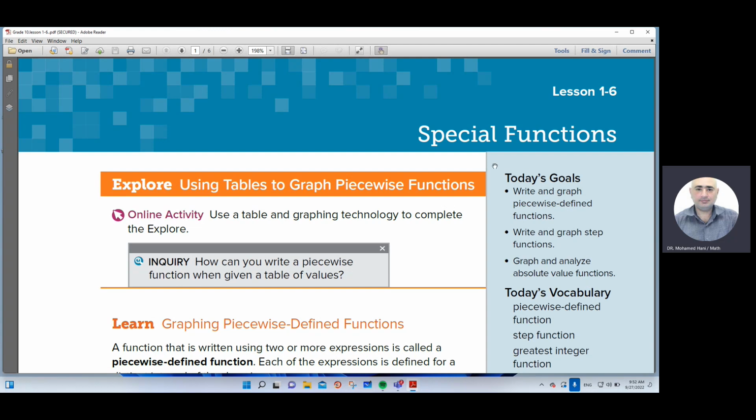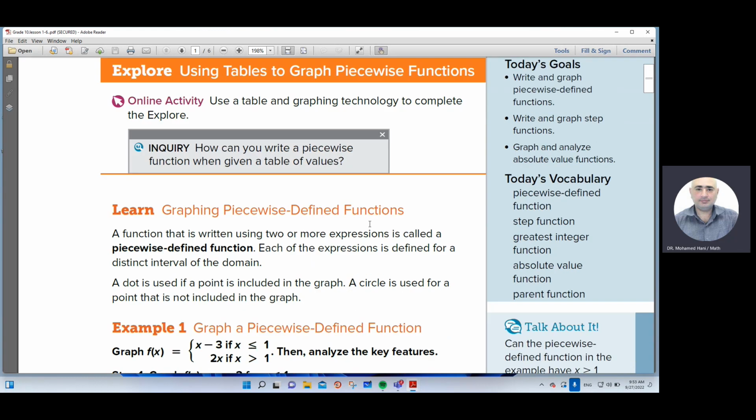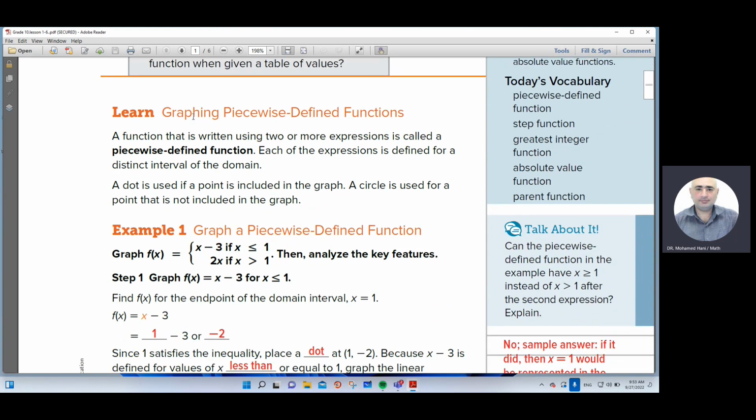I want you all, on a new page, please, to write this title: Special Functions. Don't write anything else, just focus with me, please. After you write the title, listen to me very well. This is important. The first idea: graphing piecewise defined functions.